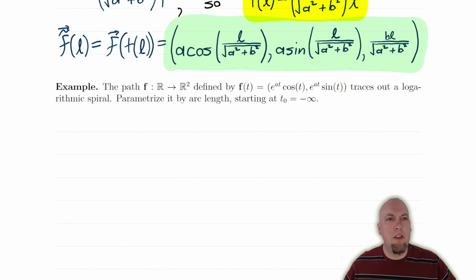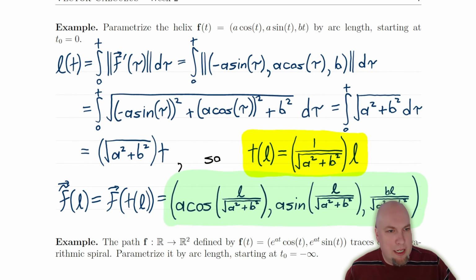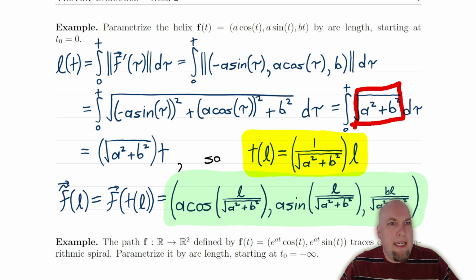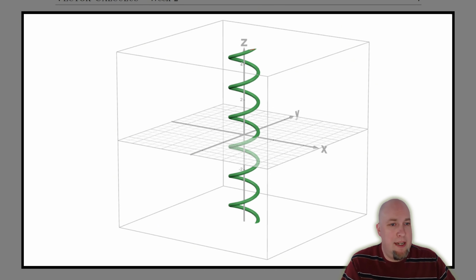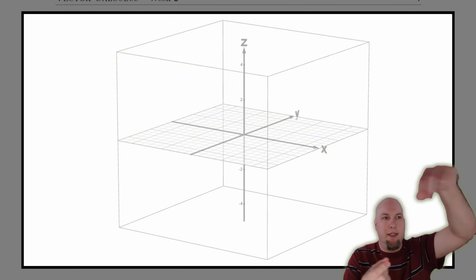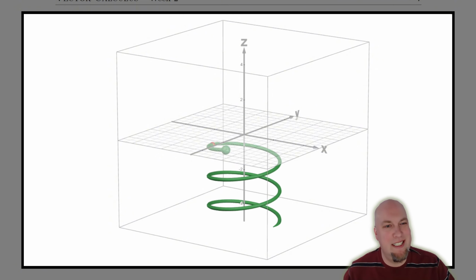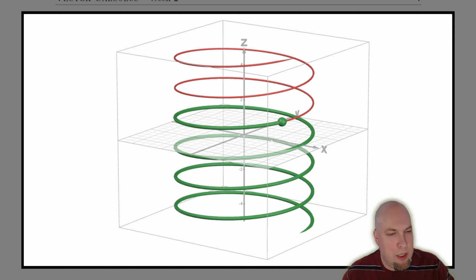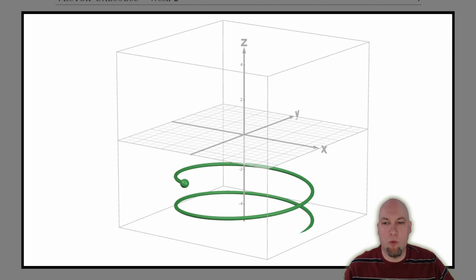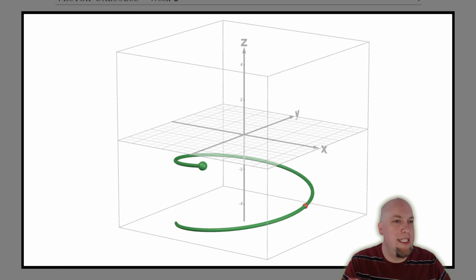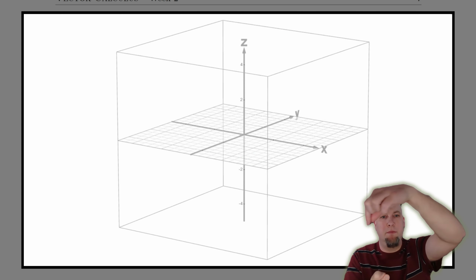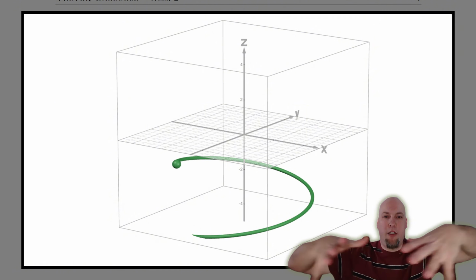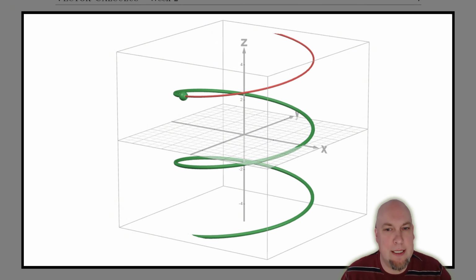Kind of implicit in this calculation is that in any of these helixes, in any of these original parametrizations, the speed of the particle is already constant. It doesn't depend on where the particle is on the helix. It's going around at a constant rate, but it does depend on the radius of the helix and how stretchy it is in the z direction. What this reparametrization does is remove that dependence on a and b, the radius and the stretchiness, so that now the particle is always moving at a rate of 1, regardless of how big and stretchy the helix is.